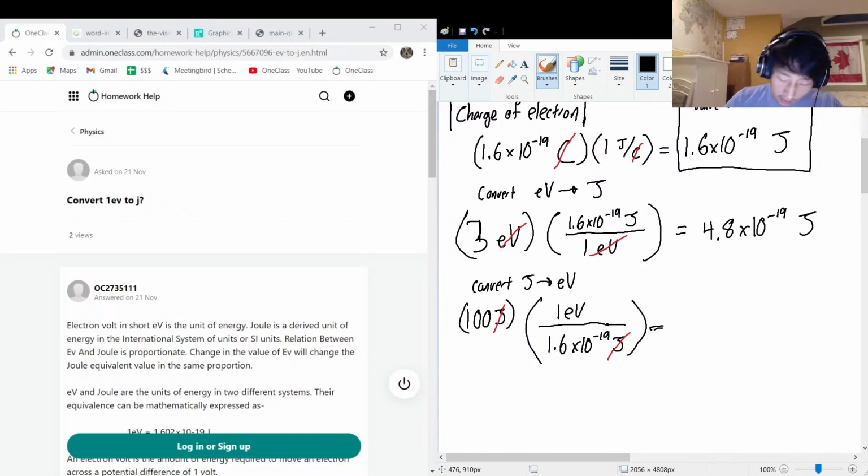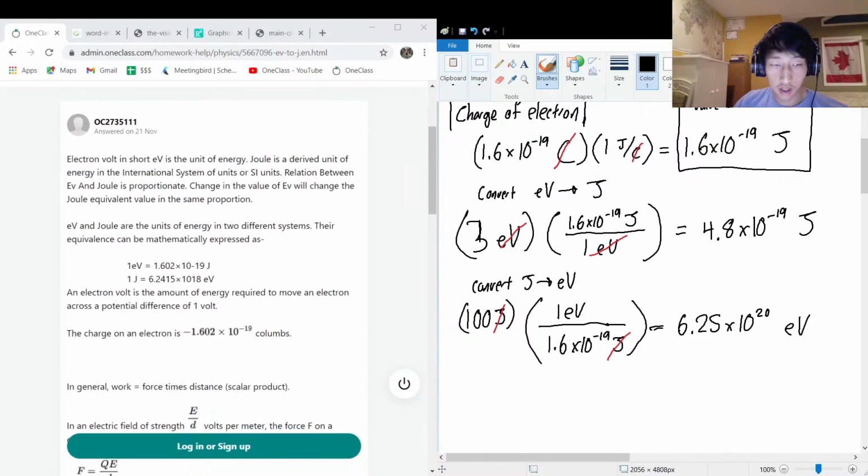And the result of that is 6.25 times 10 to the 20. That's a big number, electron volts. And that makes sense because electron volts are significantly smaller than 1 joule. So that would make sense to get a massive number for 100 joules. To be more precise, you could use 1.602, but typically 1.6 is good.